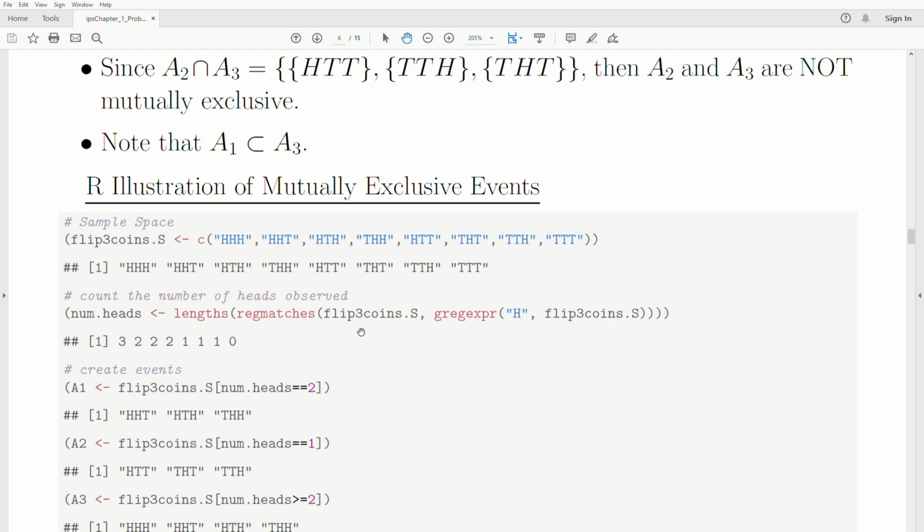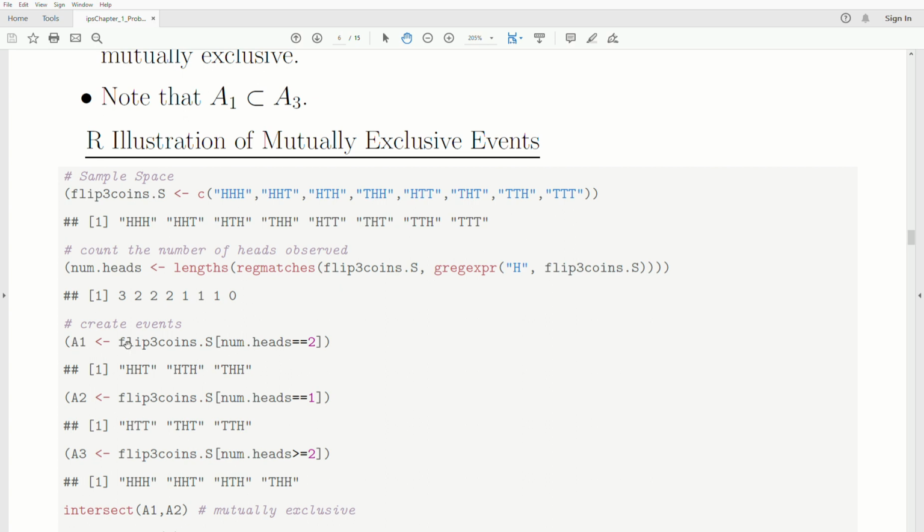Now I want to count the number of H's, or the number of heads in each of these elements. And so that's what this little function here does. And you can dissect it later. As always, I copy and paste all R code to the comments. But that's going to help us create events. So let's let A1 be the event that there are 2 heads. And so this is a way to just grab those events where there's 2 heads. So HHT, HTH, THH. Let's let A2 be the event that there's 1 head, and so it creates this.